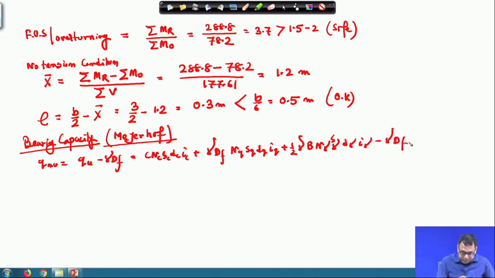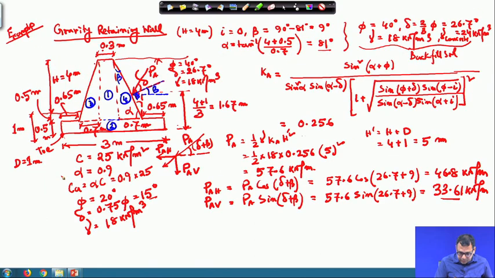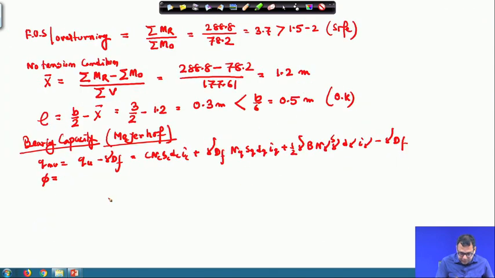Now, from the Meyerhof table, we have the phi value of the base soil. Phi value is 20 degree. So, the corresponding bearing capacity factors we will get from the table. For phi equal to 20 degree, N_c we are getting as 14.8, N_q as 6.4, and N_gamma is equal to 2.9 from the table.